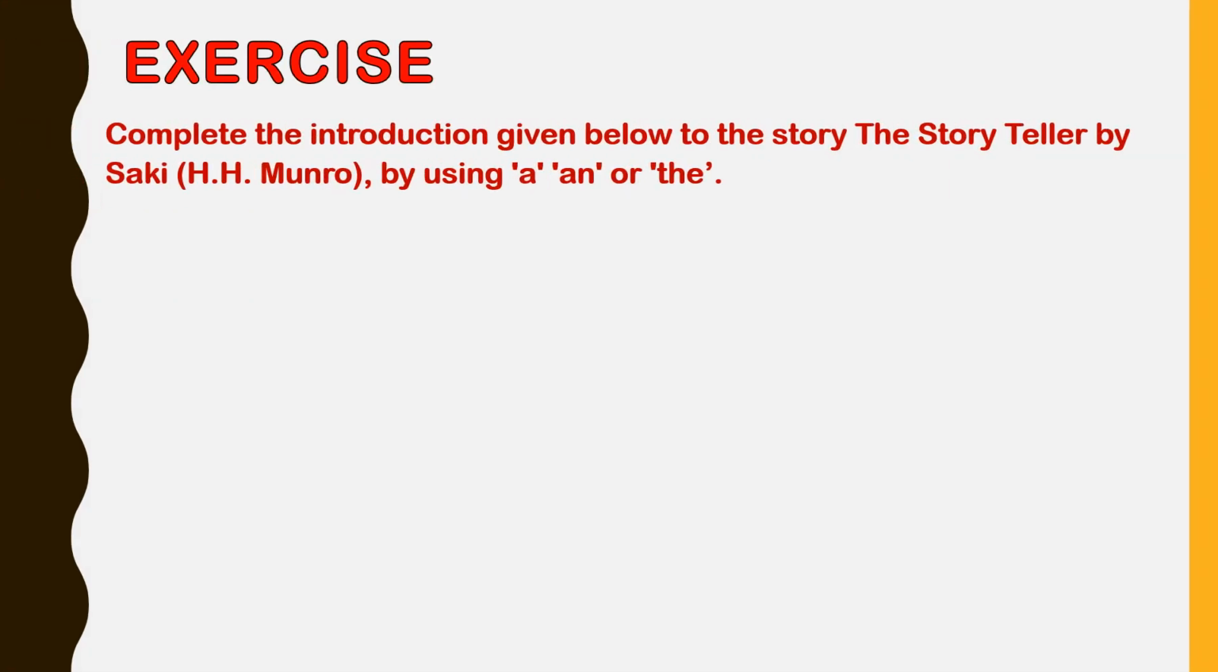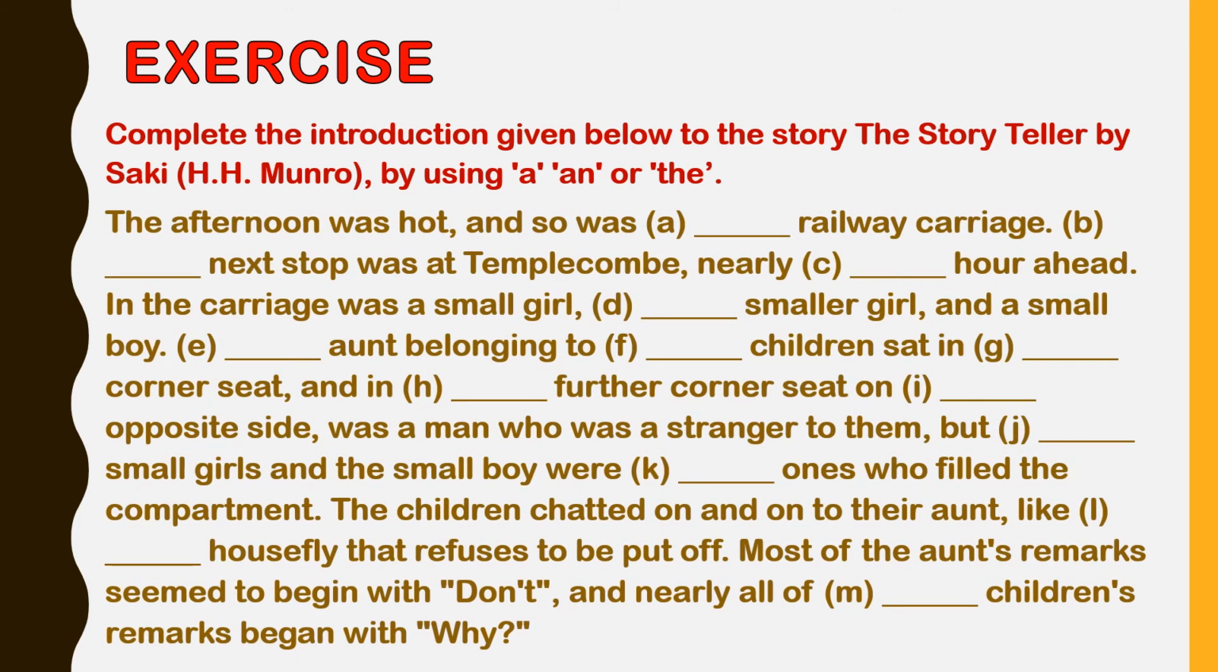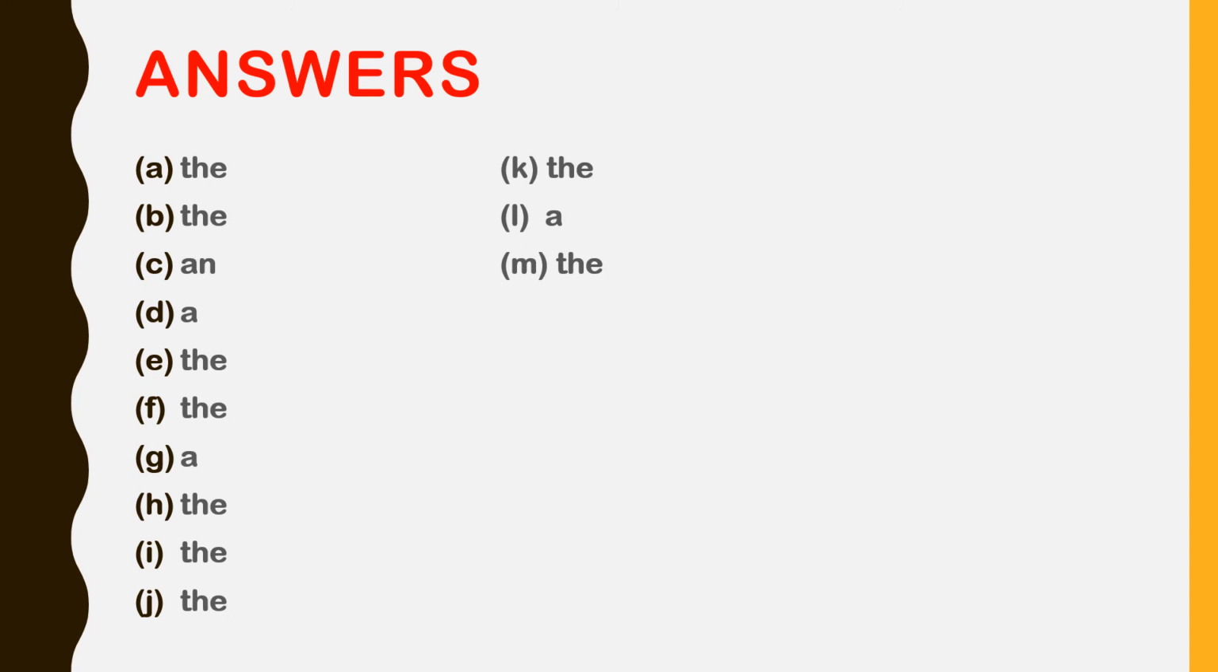Another exercise. Complete the introduction given below to the story, The Storyteller by H.H. Munro by using a, an or the, and you know that a, an or the are articles. So read the passage given below nicely, carefully, and see whether you have to use the definite article or the indefinite article as a determiner. The answers to that passage are here.